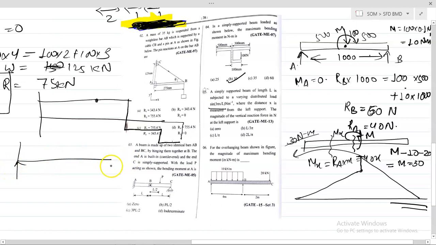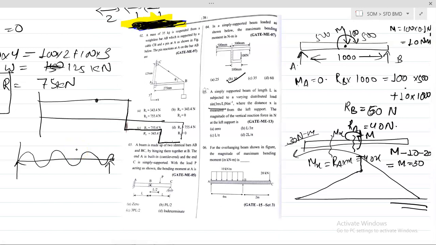A simply supported beam, and at x equal to 0 the load is 0. So it is like this. The load is in the form of a sine function. Now we need to find the reaction at the left support.